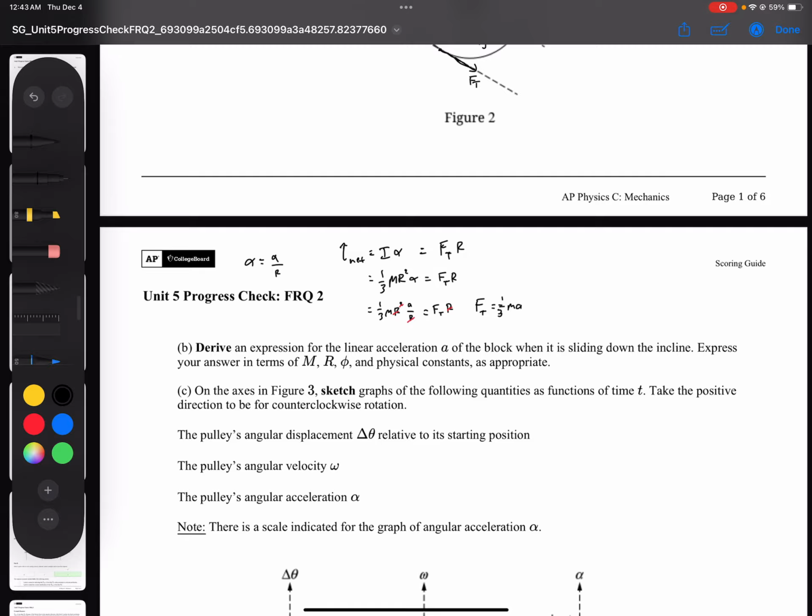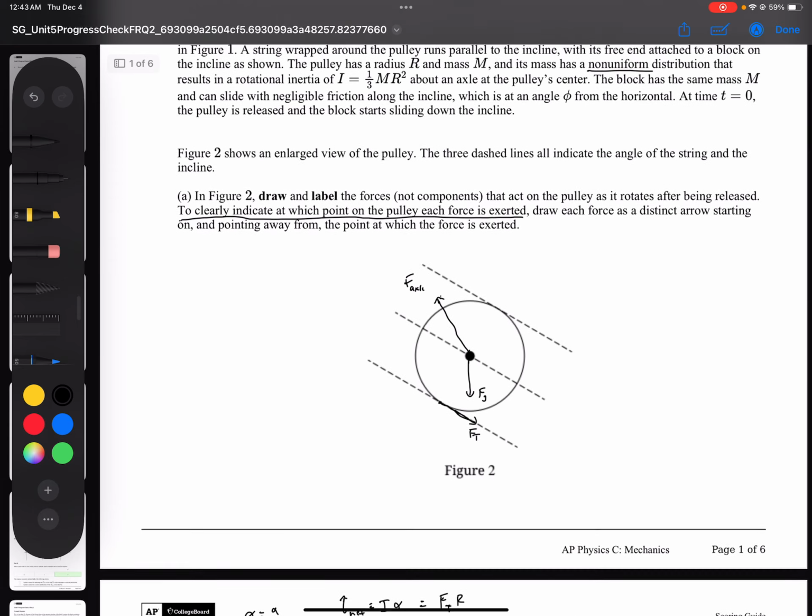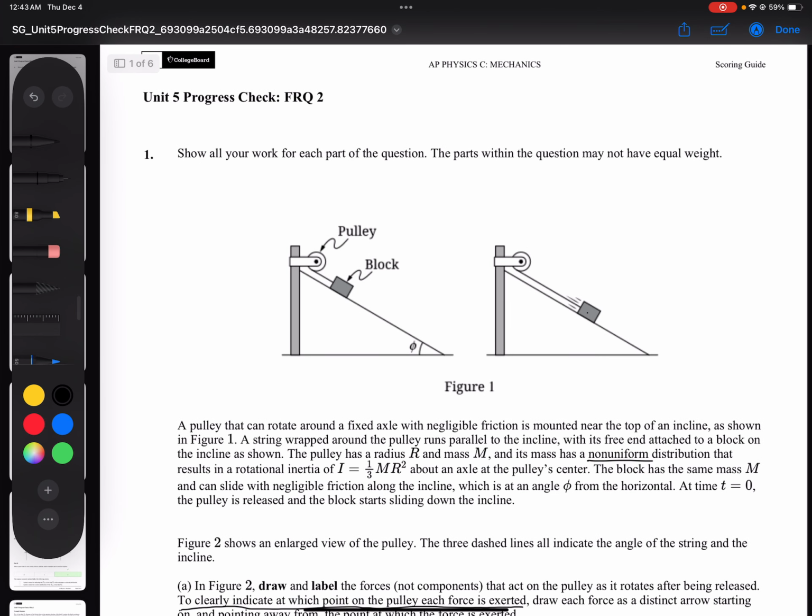I'm going to use this fact in order to figure out what the acceleration is. So I have an expression for the acceleration in terms of the force of tension. Now let's look at the linear acceleration here. I have the component of gravity that's parallel to the plane, at some angle phi. This component that's actually accelerating the box down is mg sine theta, and then I have tension pulling up on the block this way.